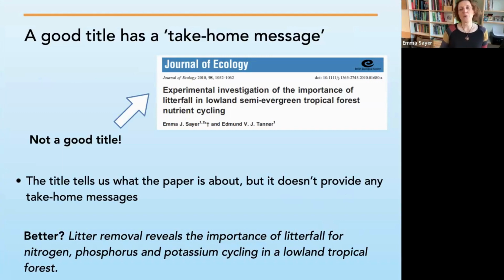With this particular paper, it's quite hard, but a better title might have been Litter Removal Reveals the Importance of Litter Fall for Nitrogen, Phosphorus and Potassium Cycling in a Lowland Tropical Forest. That would have been a much better title. But I was still a PhD student and I was still learning when this paper was first written. So, well, not a very good title. Okay.